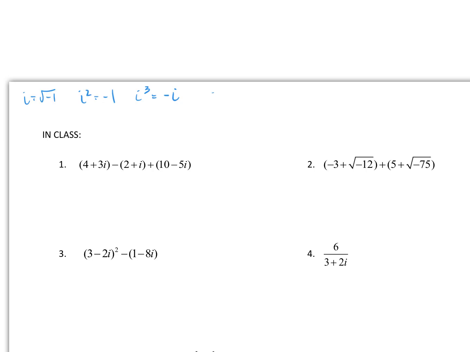Then think about this. What is i to the fourth? Here's how I think about it. It's i squared times i squared. What's i squared? It's negative 1, right? Times negative 1 gives me positive 1. All right?